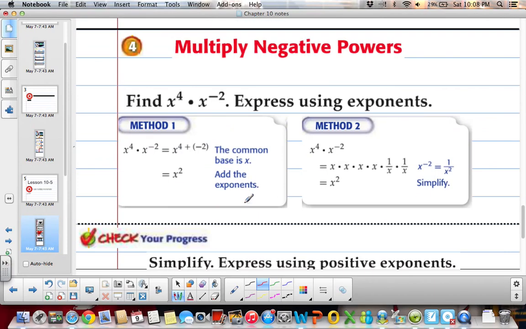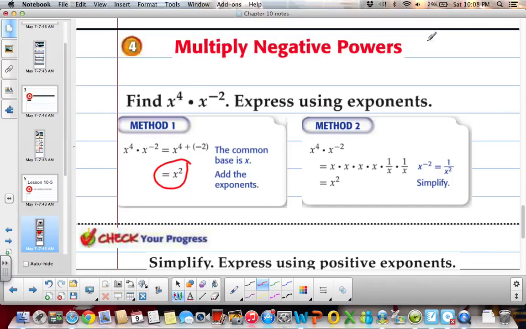All right, if we have negative powers, we actually do the exact same thing, we just do it with our negative numbers. So there are 2 different ways that you can look at this and think of it. If we have x to the 4th times x to the -2, we do the exact same thing because they have the same base. So we take x and then we add 4 plus -2, and 4 plus -2 is 2, so we end up with x squared.